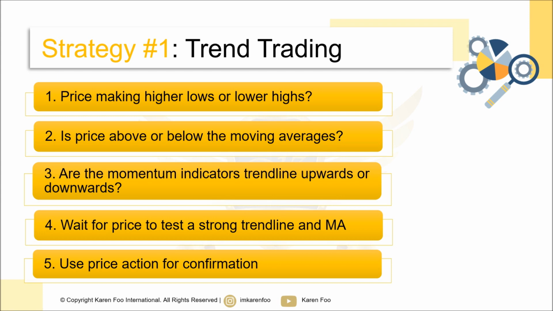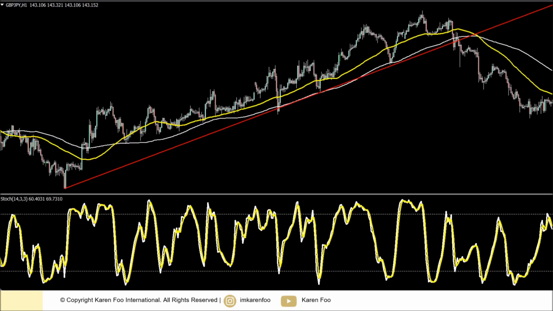Now I know that this is hard to picture, so let me show you how you do that in a chart. So first thing first, look at the big picture. Are we on an uptrend or downtrend? We are on an uptrend. Price is making higher highs and then higher lows.